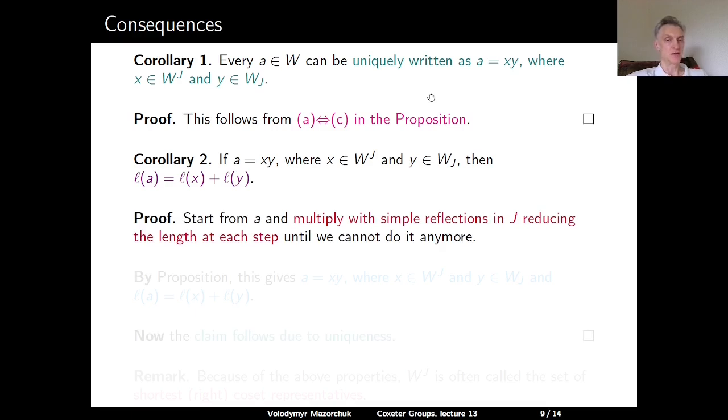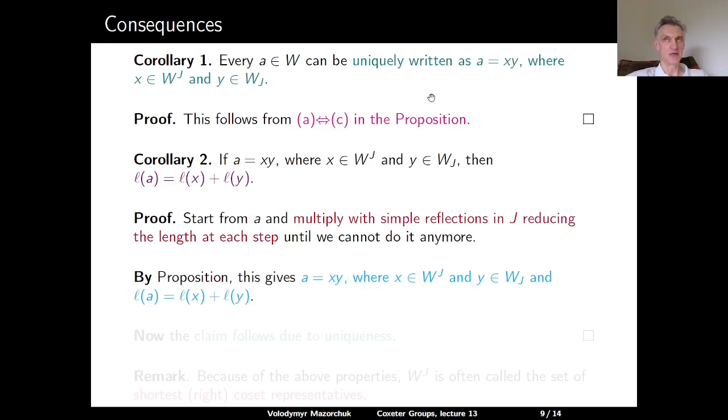Proof. So we start with our a and multiply it with simple reflections in J, reducing the length at each step. So we can do it step by step until we arrive in the situation where we cannot do it anymore. But then this means that we write a as x times y, where y is an element in W_J, and x is an element such that no reduced expression of x ends with an element in J. But because of our equivalences in the proposition, this means that x belongs to W^J.